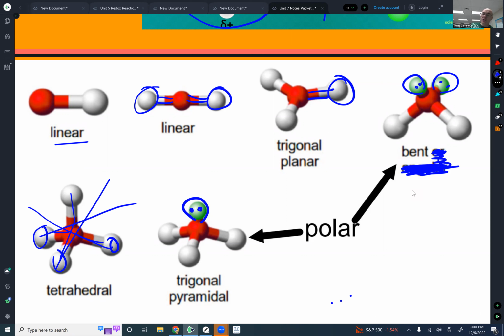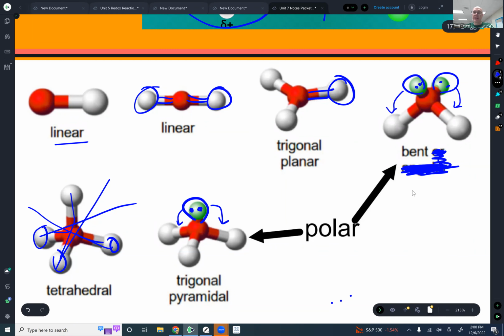It's these unshared electrons that are making it polar, because there is repulsion that we have talked about between these unshared electrons and the bonds of the molecule. They are pushing on them, repelling them away, causing the molecule to bend and causing it to have some unequal sharing of the electrons with respect to the shape of the molecule.